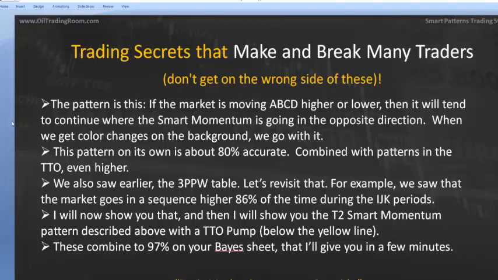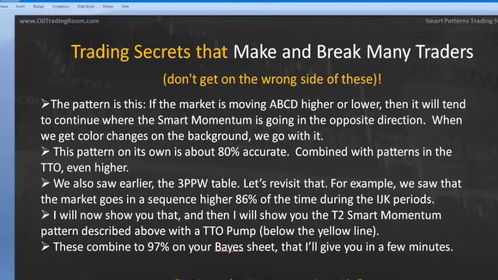And of course, if you combine it with other patterns, as we've shown, like with Bayes and things like that, you can get those numbers even higher. So we saw earlier the 3-period probability walk table. Let's revisit that for a second. We saw that the market goes in a sequence higher, we're going to use higher for our example, 86% of the time during IJK period. Now, I'm going to show you that when you put the smart momentum pattern described above with a TTO pump, which is just where the TTO is below the yellow line, those will combine to 97% on your base spreadsheet.